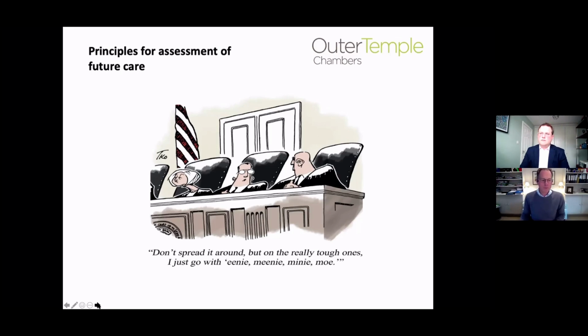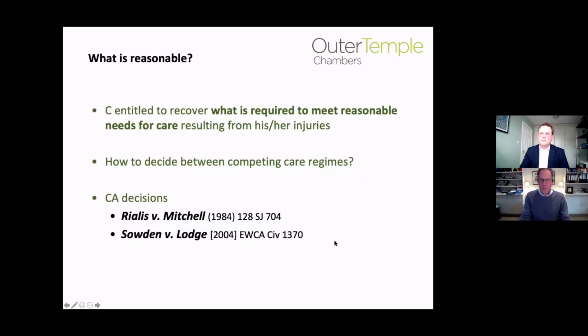If we start by going back to basics, as you'll all be well aware, the key test for assessing the amount of damages recoverable for future care is that the claimant is entitled to recover what is required to meet reasonable needs for care resulting from his or her injuries. But one of the issues that frequently arises is in relation to competing care regimes.